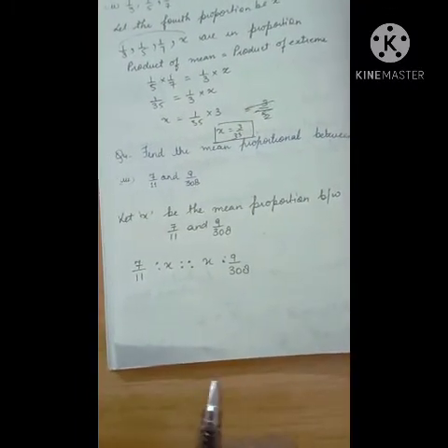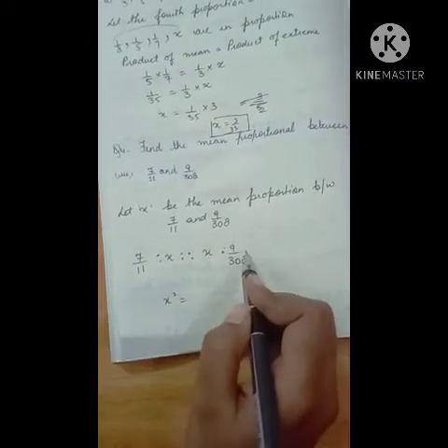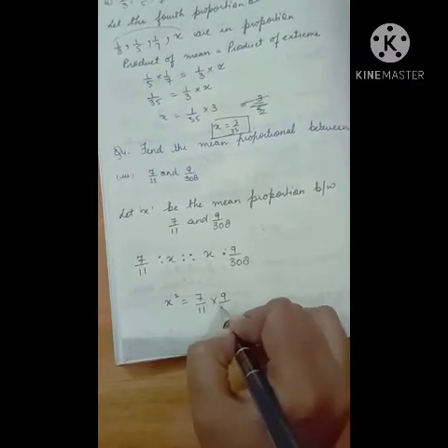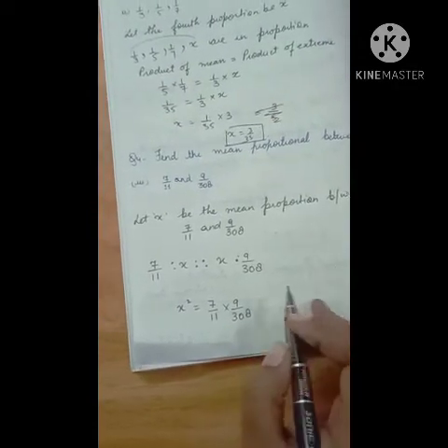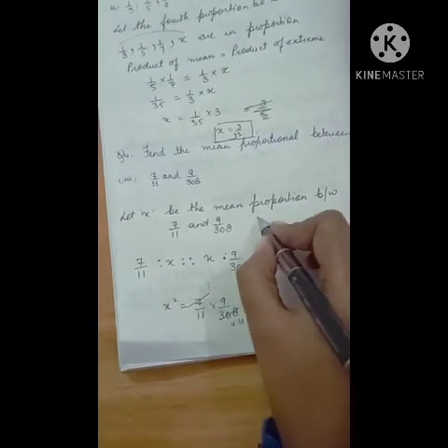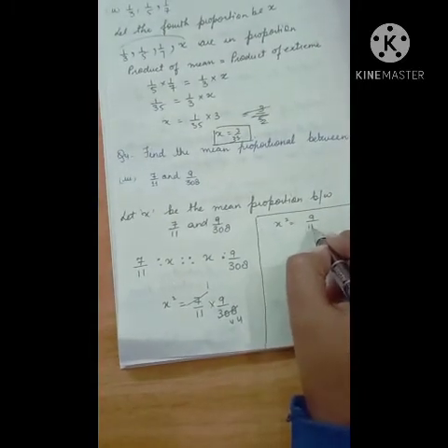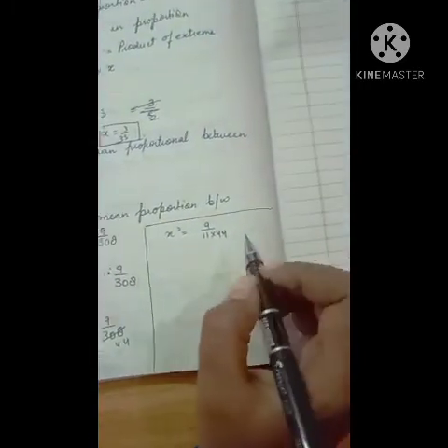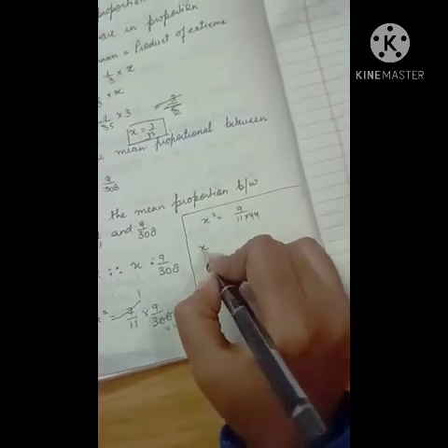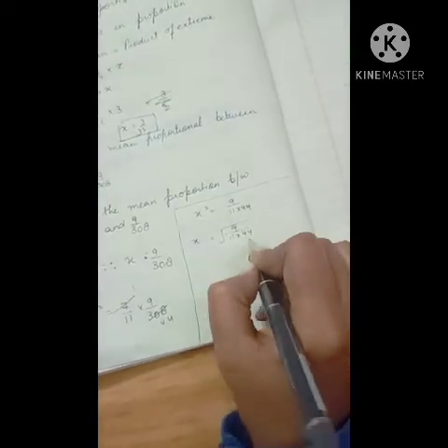And I have told you how to find out the mean proportion. x square is equal to what? The product of extreme terms. 7 upon 11 multiplied by 9 by 308. So here we get 44. So we get the value x square is equal to 9 by 11 multiplied by 44. Now we apply square root on both the sides. So here we get x and here we get square root of 9 by 11 multiplied by 44.